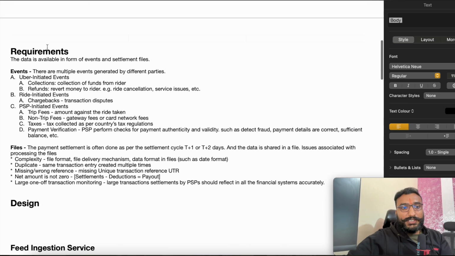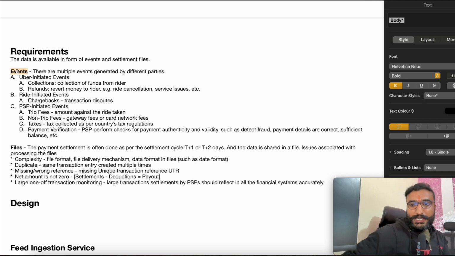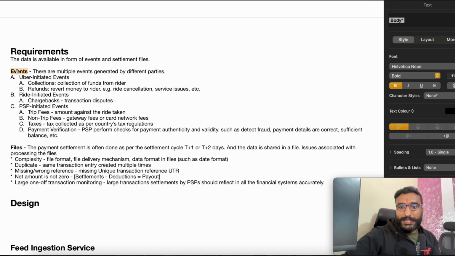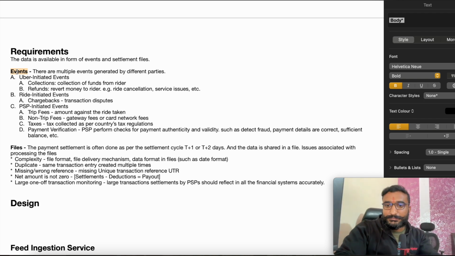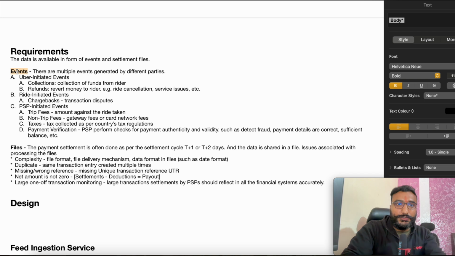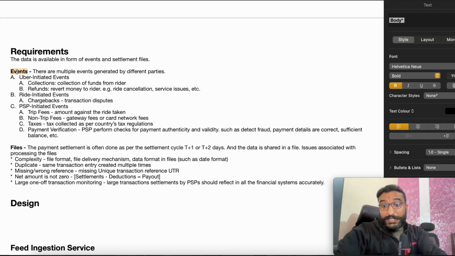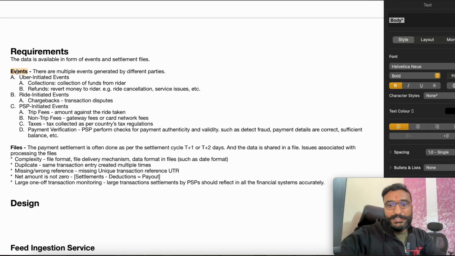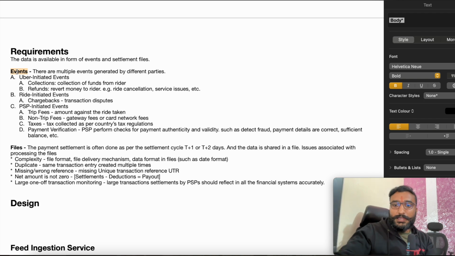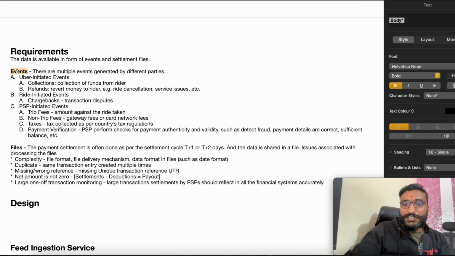So if we talk about the requirements, we can receive two types of ingestion, basically two ingestion streams from the backend. One is the events which are being published by the systems. Apart from events, you can have the files, the settlement files, which are being there.